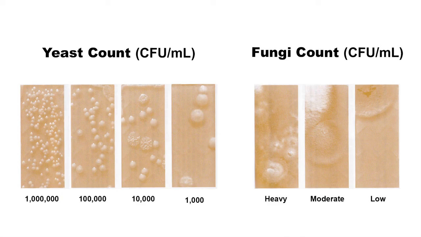Yeasts grow as smooth, round colonies, and fungi as fuzzy colonies. To estimate yeast levels, compare yeast growth on the fungal side to the yeast colony density chart.